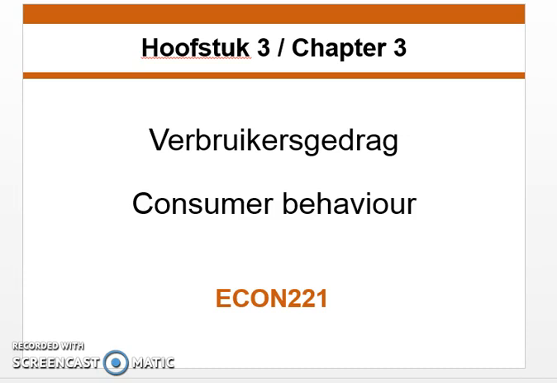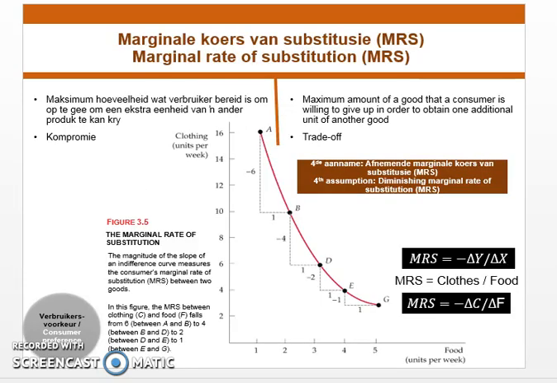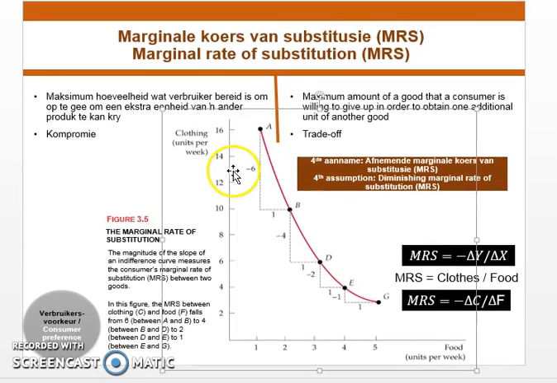So let's look at MRS, marginal rate of substitution. Let me just get an example in front of us. Okay, so the example that we have here is we're looking at a consumer that needs to decide between two goods. How much of two goods is he going to purchase or consume? So first important aspect in this graph is the indifference curve.